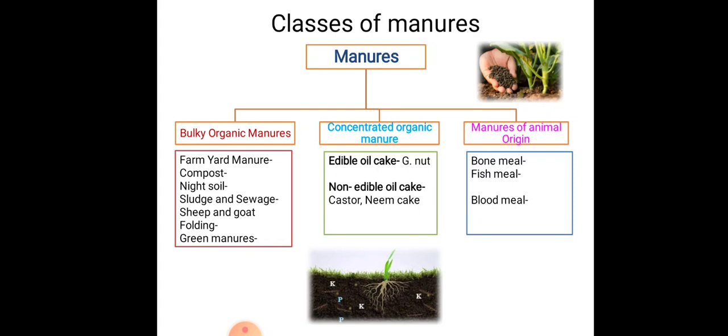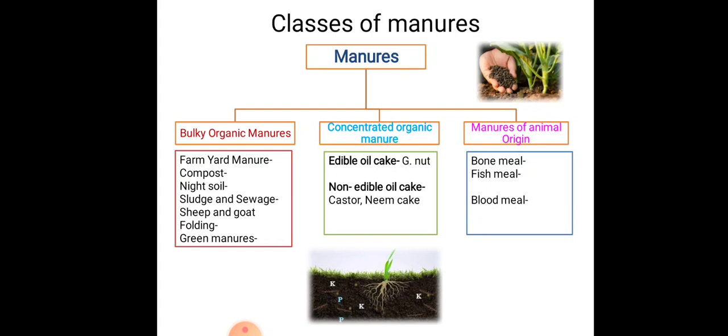Concentrate organic manure consists of edible oil cakes such as groundnut oil cake, or non-edible cakes, which are not consumed by any type of animal. That oil cake is called non-edible, such as castor and neem cake. So this type of oil cake provides maximum nitrogen, maximum phosphorus, maximum potassium, and due to this reason this manure is called concentrate organic manure.